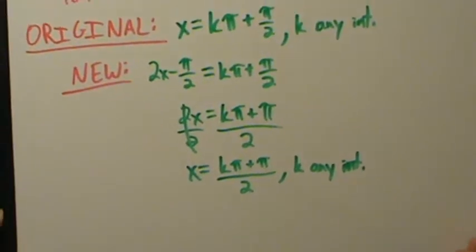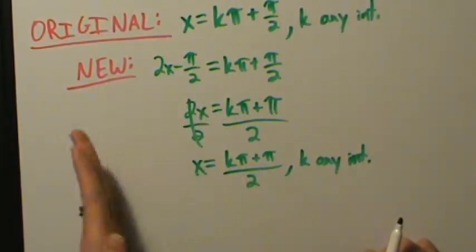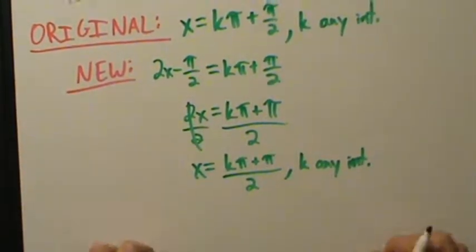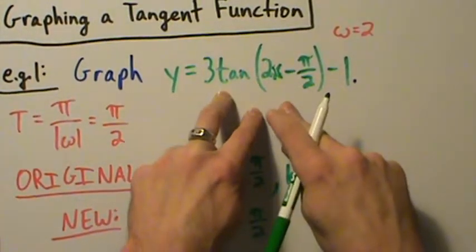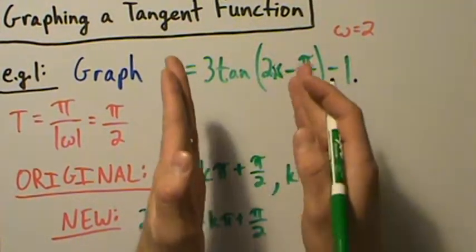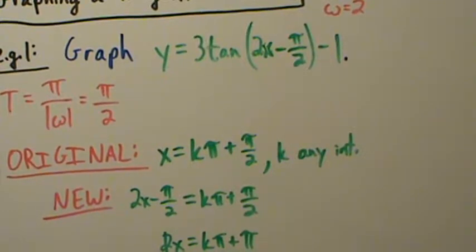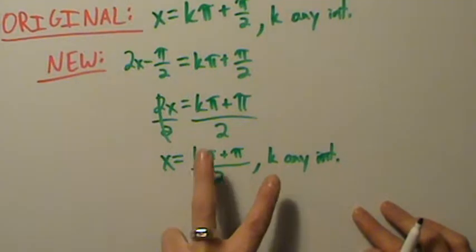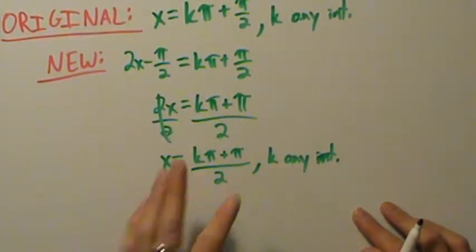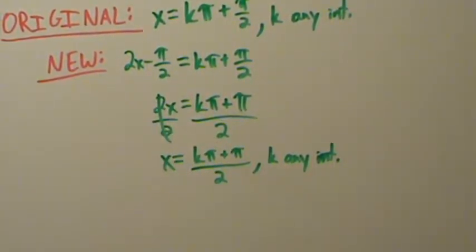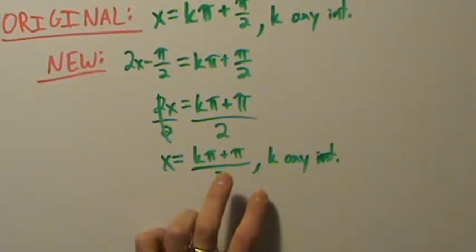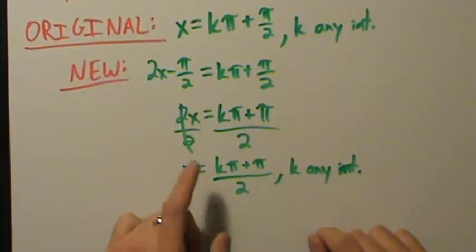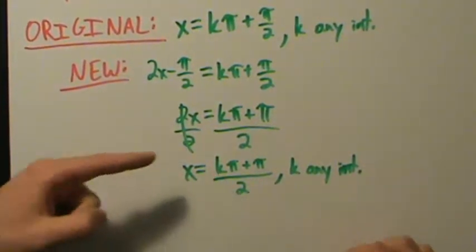But the point is we have to find 2 consecutive vertical asymptotes, because the goal here is to graph one period of this function. To graph one period, we're going to need 2 asymptotes that are next to each other. The way we do that is by plugging in 2 consecutive values of k. Values of k that are next to each other give us vertical asymptotes that are next to each other. And it's good to use 0 and 1 for k, because the goal is to stay close to the origin. If we use large values of k, like 101 and 102, we'll be pretty far out to the right.